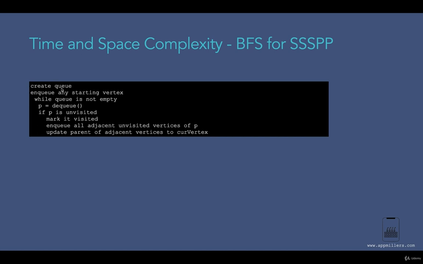In the first line, we are creating a queue. We know that creating a queue based on the linked list that we created in our previous lecture takes O(1) time complexity. Then the next line of code is enqueuing any starting vertex to this queue, which takes O(1) time complexity. Then we have a loop in which we are checking that the queue is not empty.